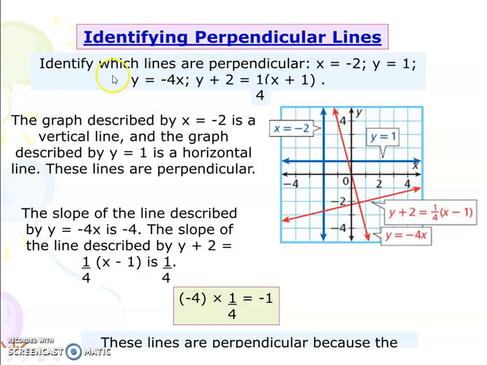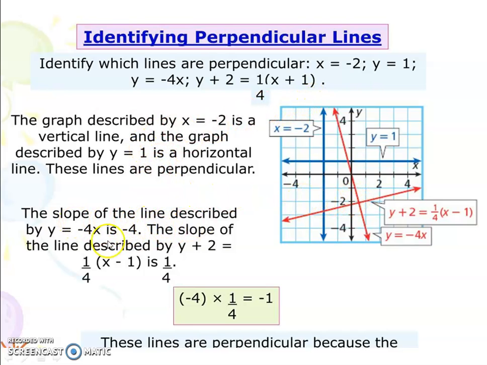Identify perpendicular lines. Identify which lines are perpendicular. x equal to minus 2, y is equal to 1, y is equal to minus 4x, y plus 2 is equal to 1 upon 4 (x plus 1). Let us check. The graph describes x equal to minus 2, a vertical line, and the graph describes y is equal to 1, a horizontal line. These lines are perpendicular. Obviously, the equation is also given.